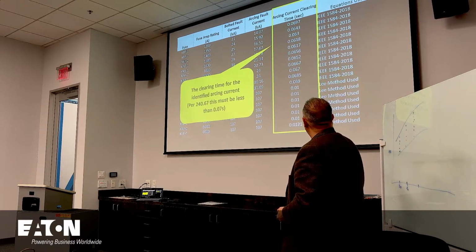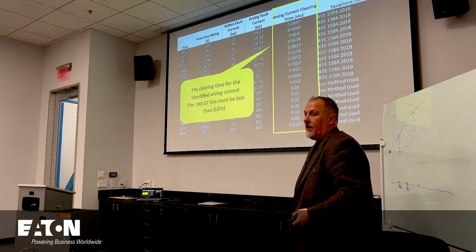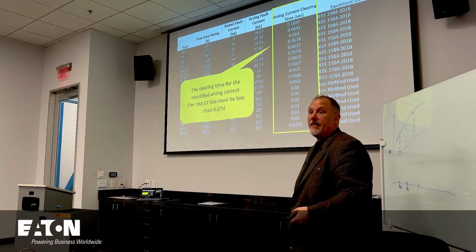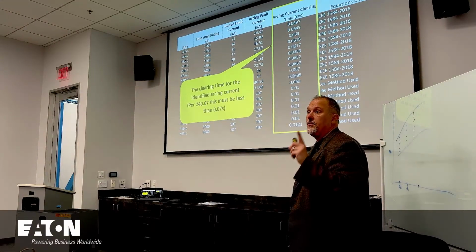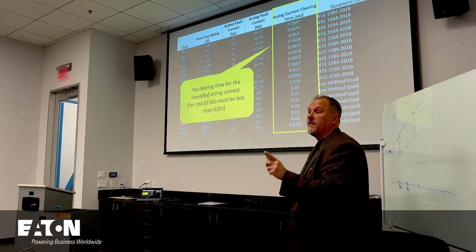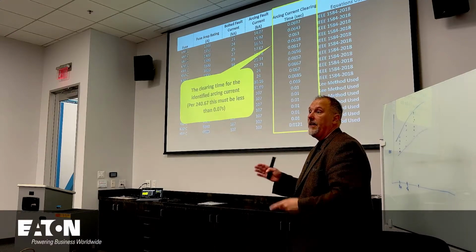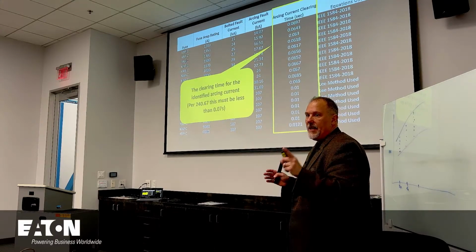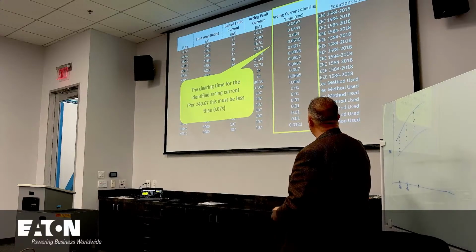Now, I have the Lee method. Honestly, as I got into this, I do not like the Lee method. It's recognized by 70E. The Lee method does not use the arcing current. They use the bolted fault current value to determine clearing time. And we as engineers know you can't do that.